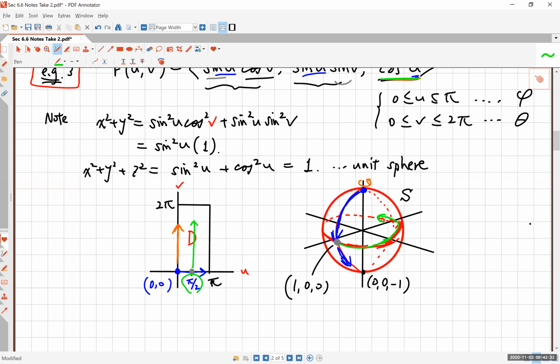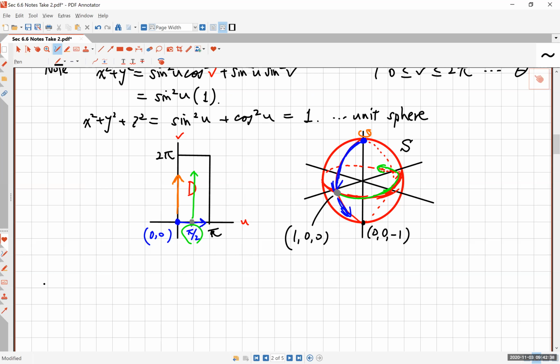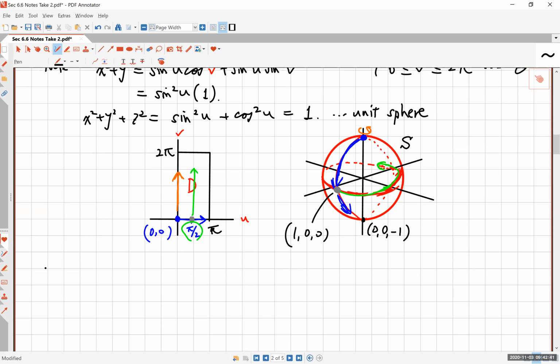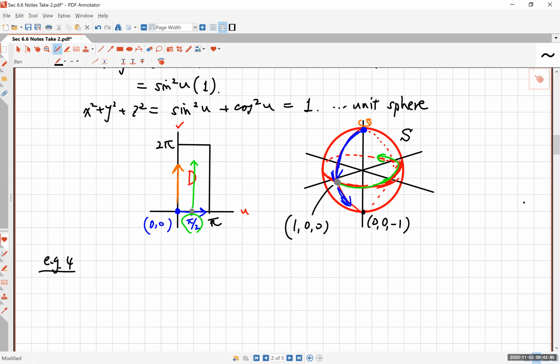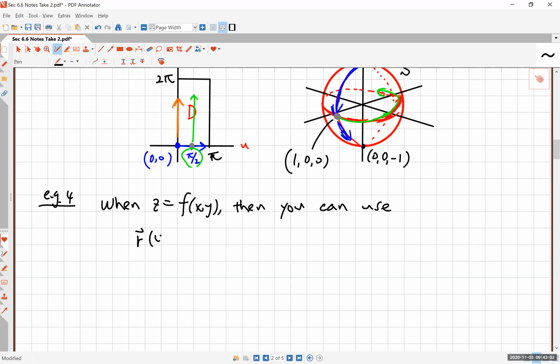So the relationship between the domain D and the parameterized surface S can be considered this way. All right, I'm going to give you a couple more examples. Stay tuned. Example 4. I'm not going to do all the details here. Oh, by the way, here is a more general statement. When z is equal to f of xy, then you can use this standard way of parameterizing this.